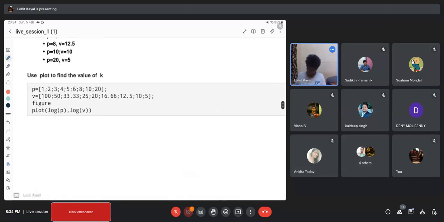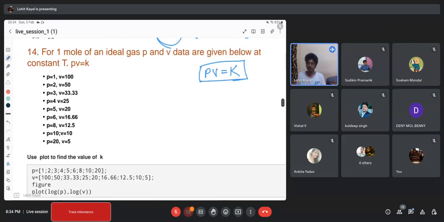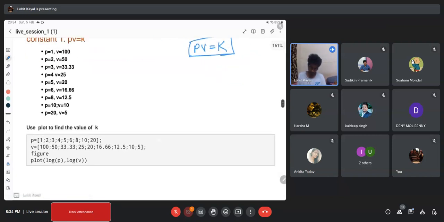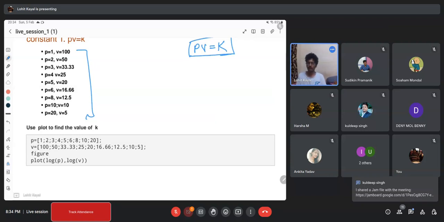Okay. And I have provided some values. At p equal to 1, v equal to 100; p equal to 2, v equal to 53; p equal to 3, v equal to 33; and so on. So you can see very easily that I have taken it in such a way that PV is about 100.